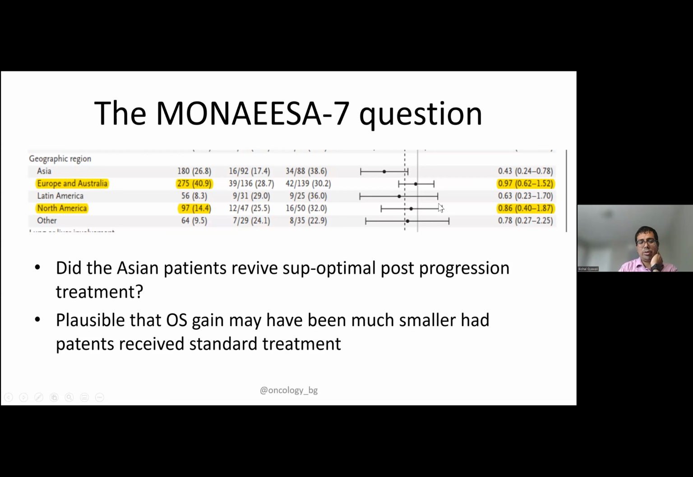So one could argue, and this is just a hypothesis, we have not seen the data, they have not shown us the data, that probably patients in North America, Europe, and Australia did not benefit in terms of overall survival because they received multiple lines of treatment after progressing on this trial. And patients in Asia are showing such substantial benefit because they probably did not get any therapy after the progression of first line of treatment. It is plausible.